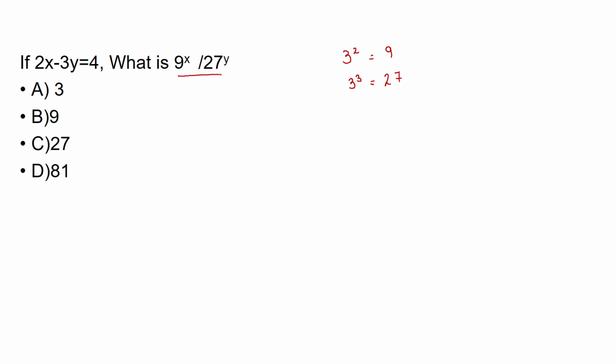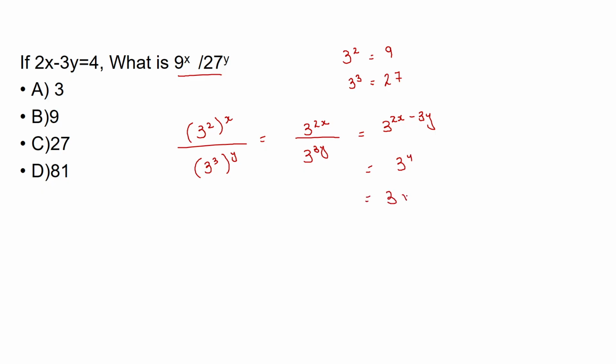So I can simplify this by saying that 3 square power x divided by 3 cube power y. And I can write this as 3 power 2x divided by 3 power 3y. Now using the law of exponents, this will be 3 power 2x minus 3y. Now this 2x minus 3y value is given to us, which is 4. So this means this equals 3 power 4.